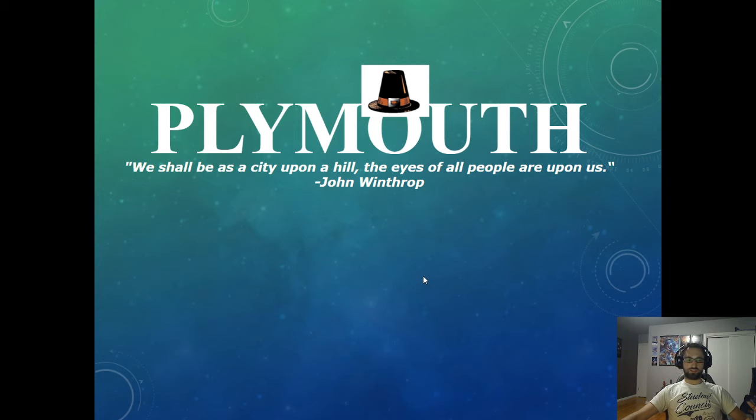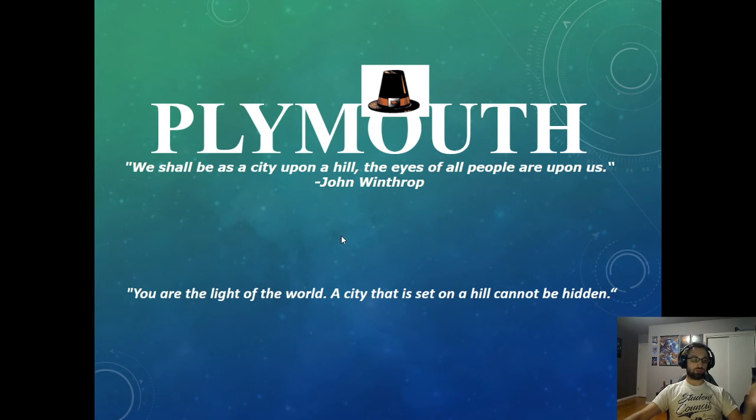John Winthrop was one of the founders of Plymouth. And he said, "We shall be as a city upon a hill. The eyes of all people are upon us." So this is a quote from the Bible. He says he wants to be a city upon a hill, meaning he wants everyone's eyes to be on them. He wants to be an example to everybody. He wants people to see his city and be like, "Oh, that's where I want to live. That's a good place."